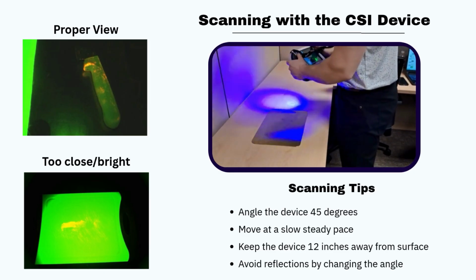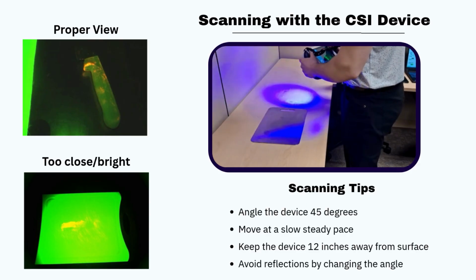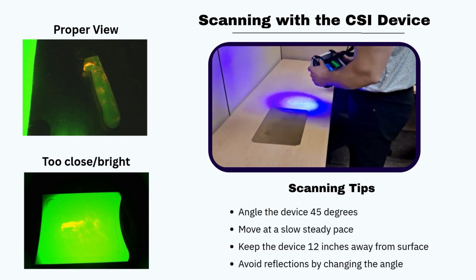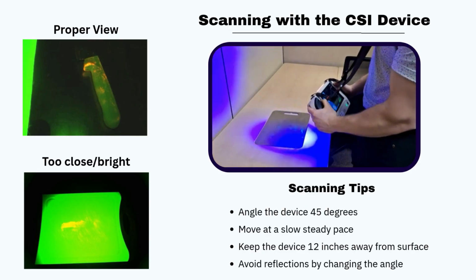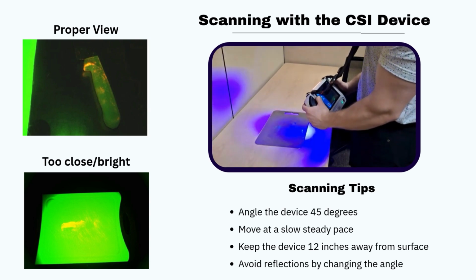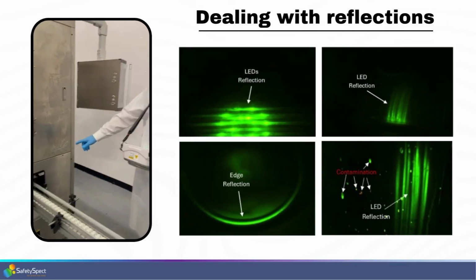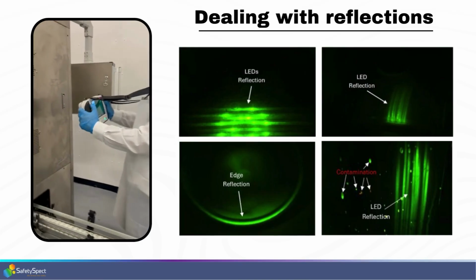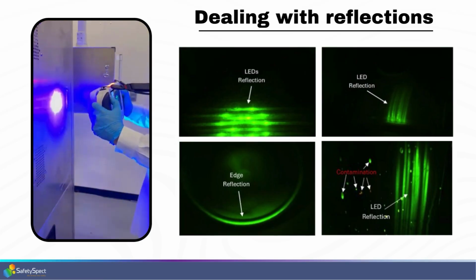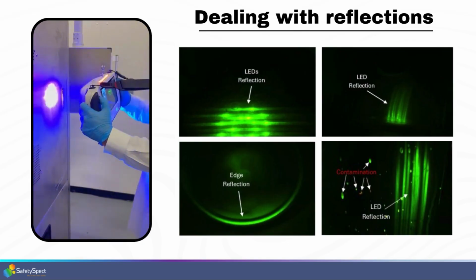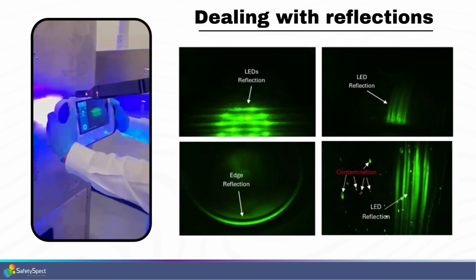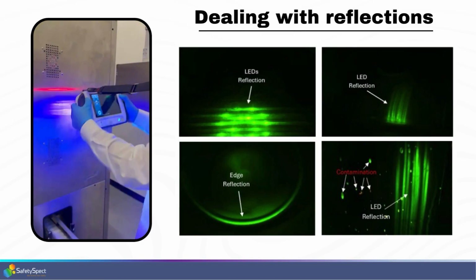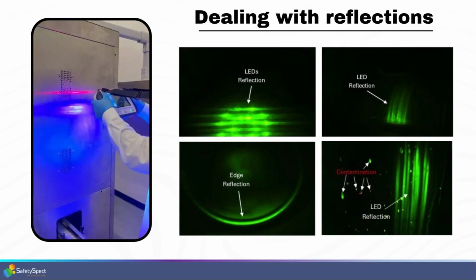For best results, hold the device at a 45-degree angle. Move at a slow, steady pace. Keep approximately 12 inches, or 30 centimeters, from the surface. When scanning reflective surfaces, it is important to avoid holding the device at a 90-degree angle, as it will lead to reflections as seen on the right. Hold the device at a 45-degree angle to the surface to avoid most reflections.